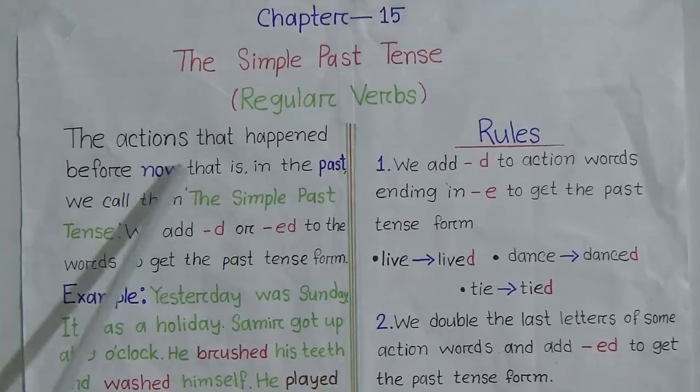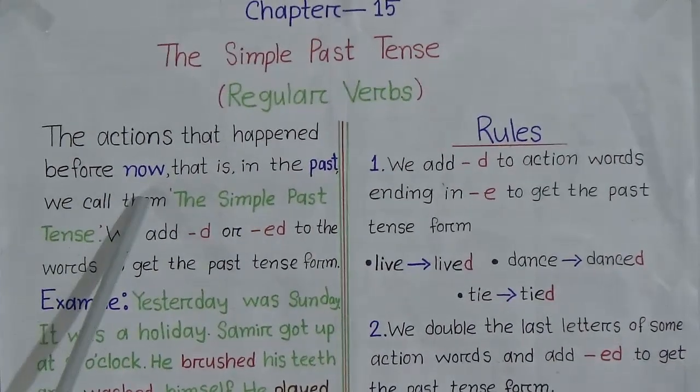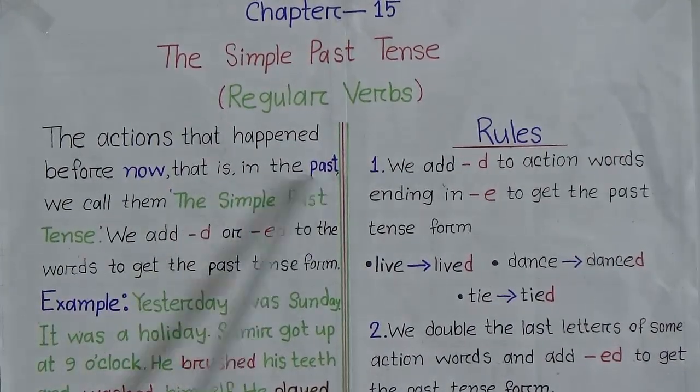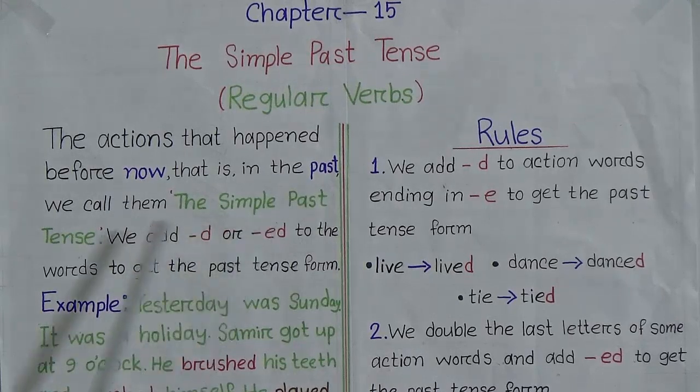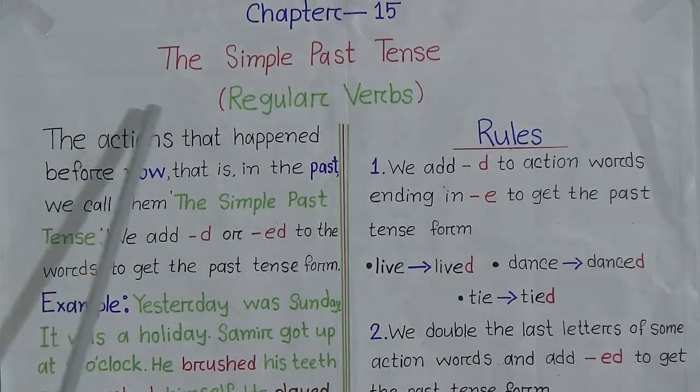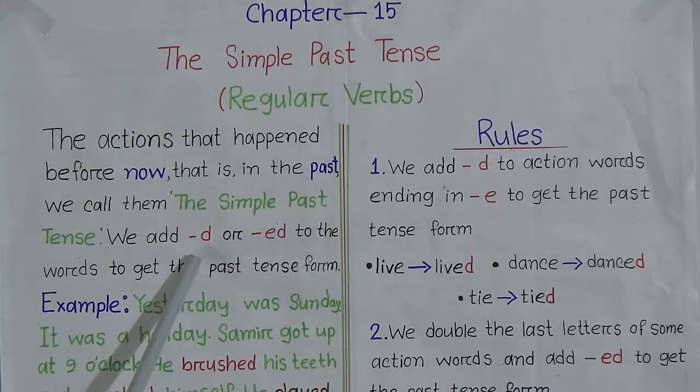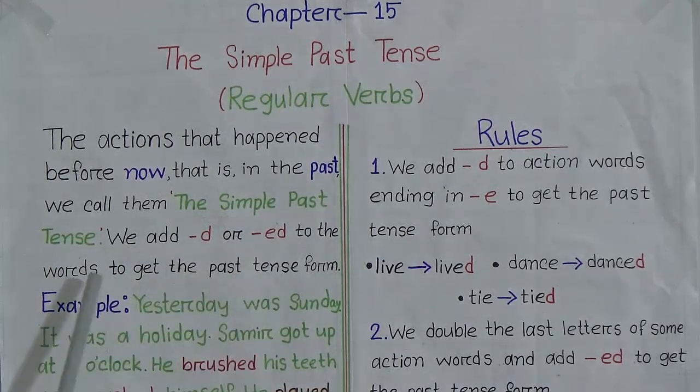The actions that happened before now, that is in the past, we call them the simple past tense. It means when we mention something happened in the past, we call it the simple past tense. We add d or ed to the words to get the past tense form.